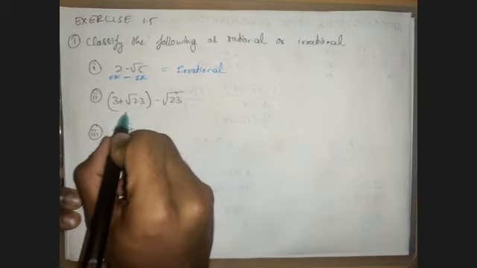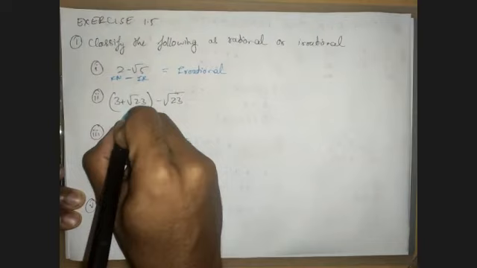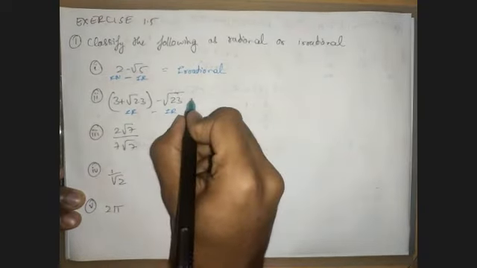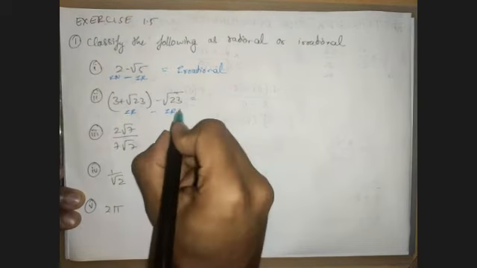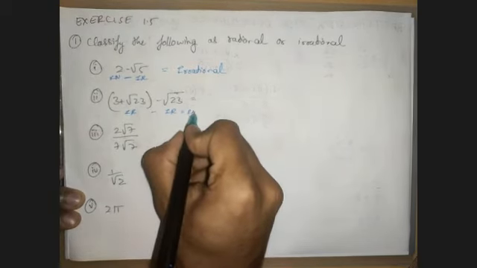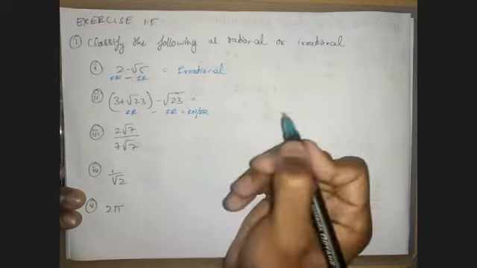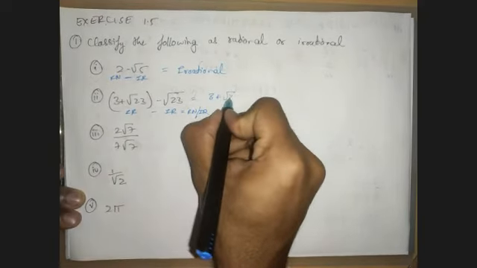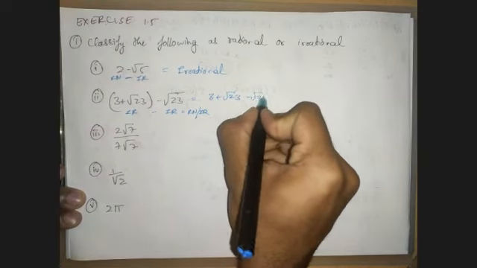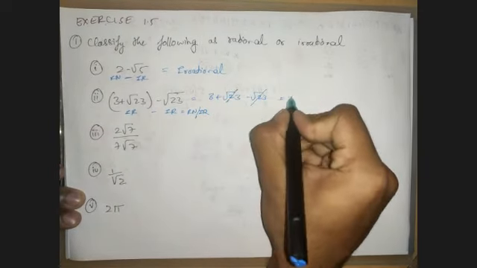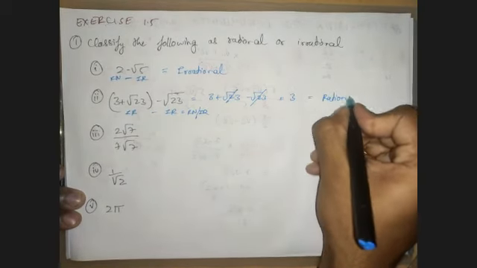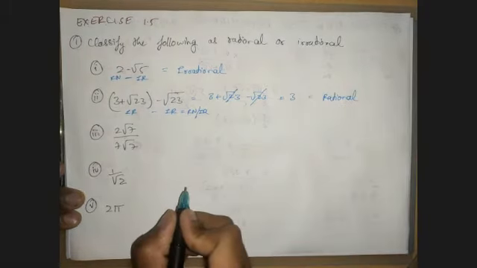This one is an irrational number minus an irrational number. So it can be a rational or an irrational number. So we need to solve this. How do we solve this? 3 plus root 23 minus root 23. Root 23 gets cancelled. I get 3. So this is a rational number.